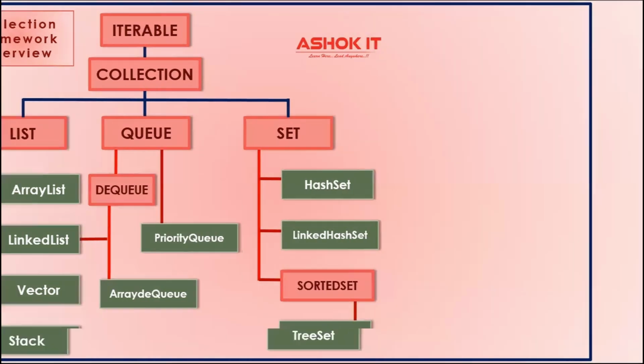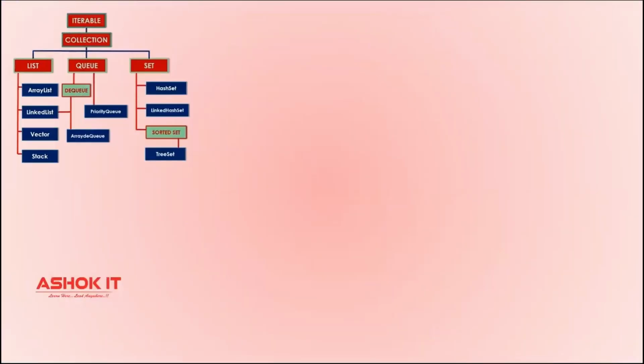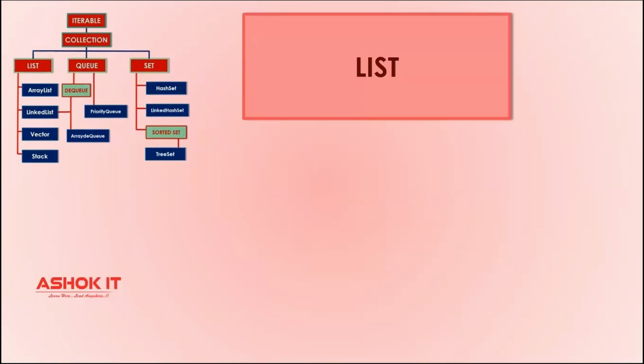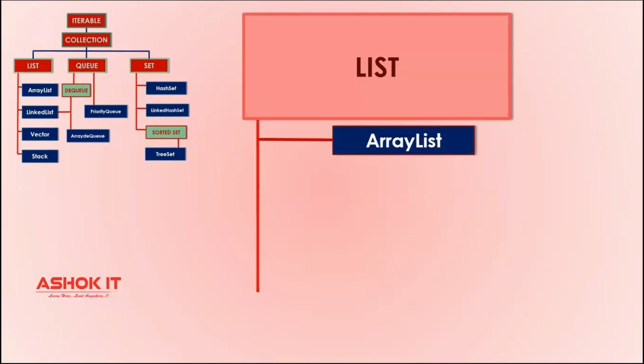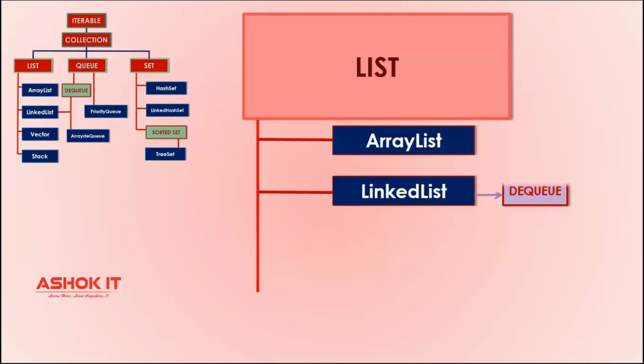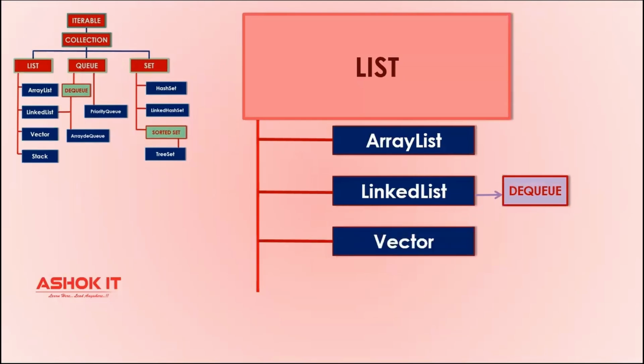Let's first see about the collection interface. The first interface which implements the collection interface is the list interface, which is then implemented by ArrayList, LinkedList, which also implements the Deque interface of queue, and then Vector and Stack. First, practically we will be seeing ArrayList: how to store objects in ArrayList, and how to use the ArrayList class of the collection framework in a Java program.